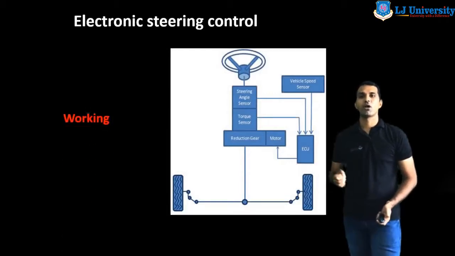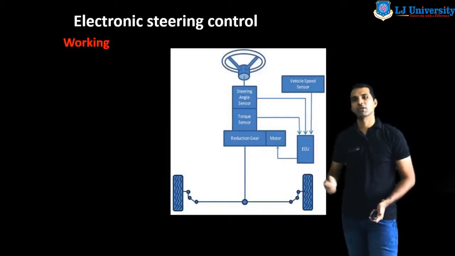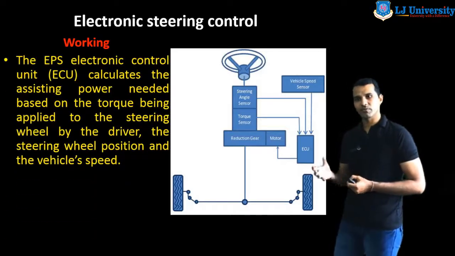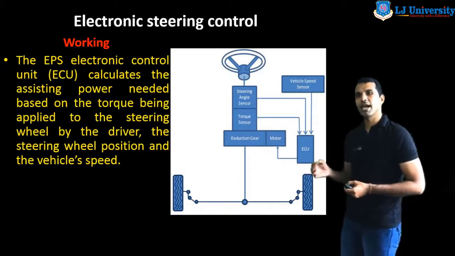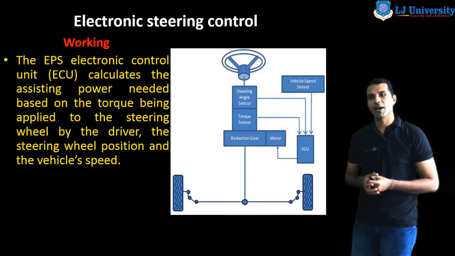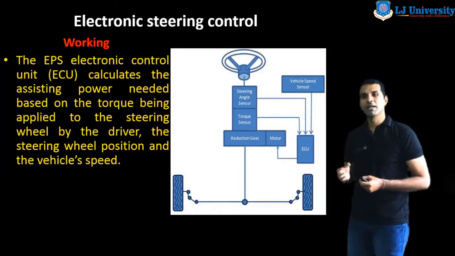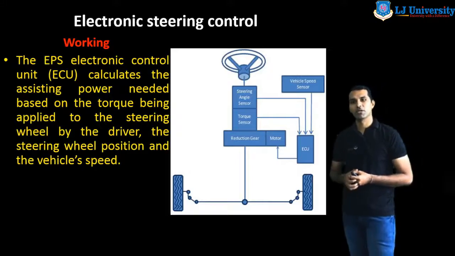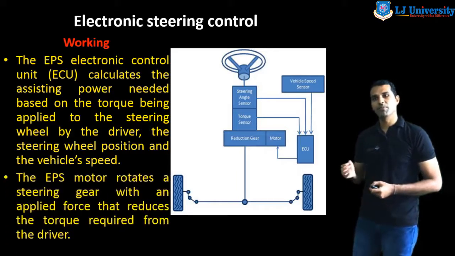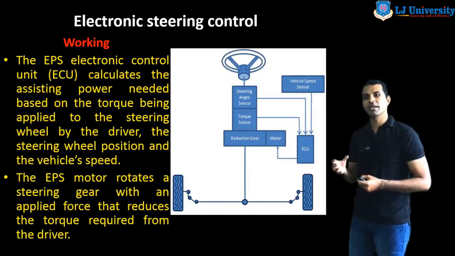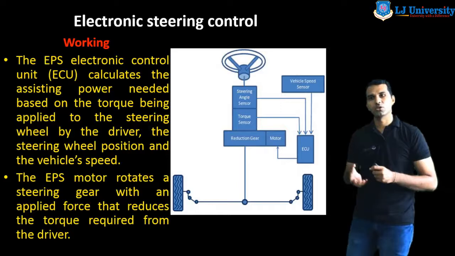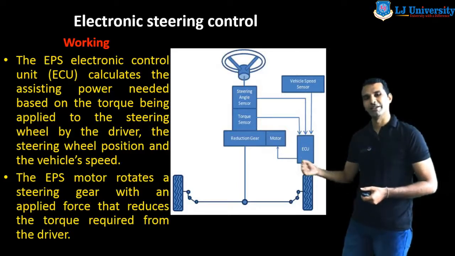Now we understand the block diagram or working of this electronic steering control. The EPS electronic control unit, or ECU, calculates the assisting power needed based on the torque being applied to the steering wheel by the driver, the steering wheel position and the vehicle speed. Then the EPS motor rotates a steering gear with an applied force that reduces the torque required from the driver.